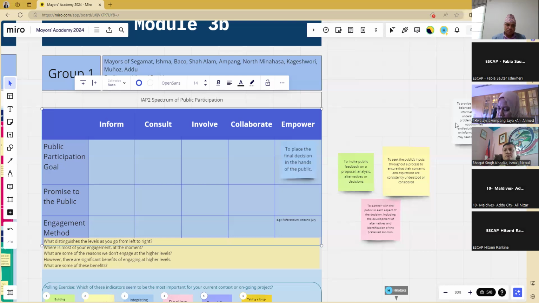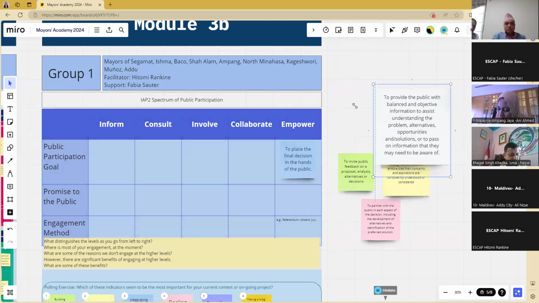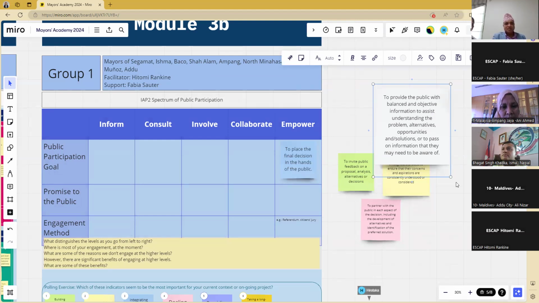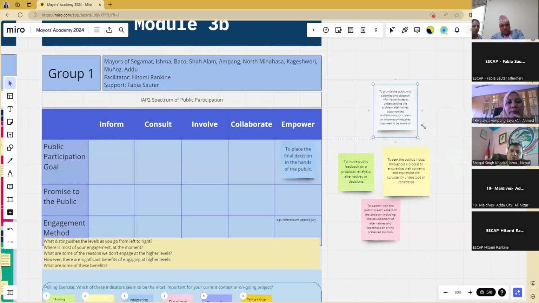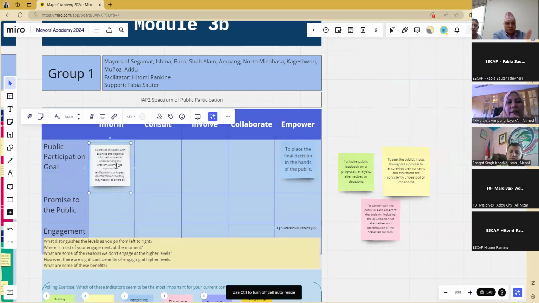The white one. To provide the public with balanced and objective information, to assist understanding of problems, alternatives, opportunities, and solutions, and to pass on information that they may need. So what level of engagement do you think that one is? I think it is more to inform with the issues regarding certain matters. Yes, to inform. I think this is the first thing before we proceed with an initiative.